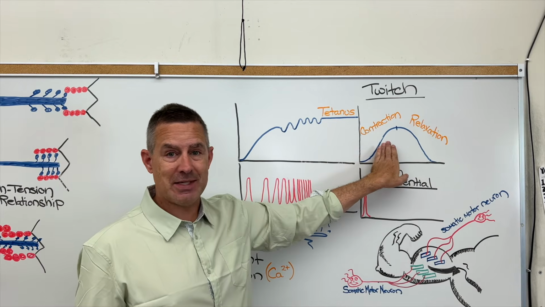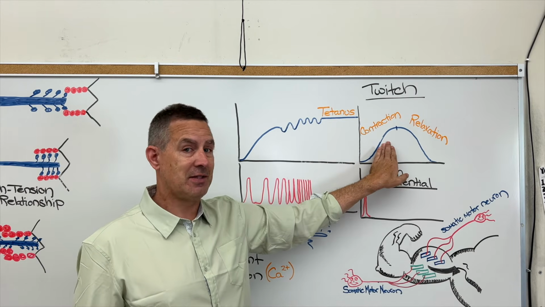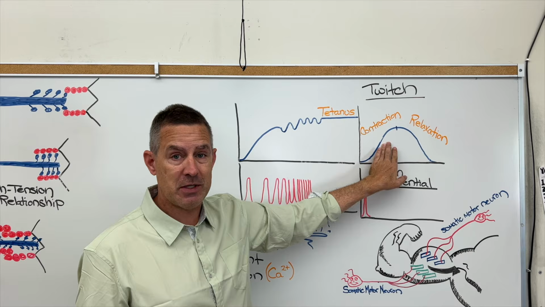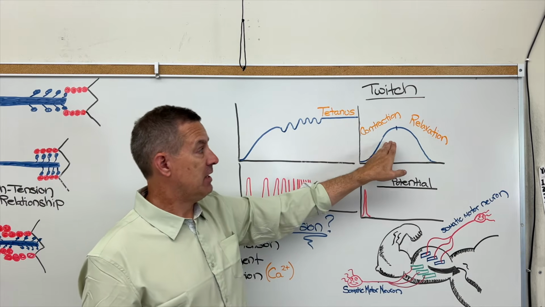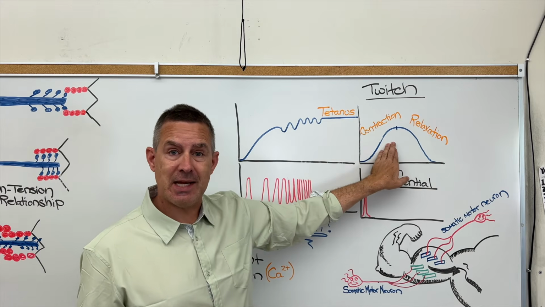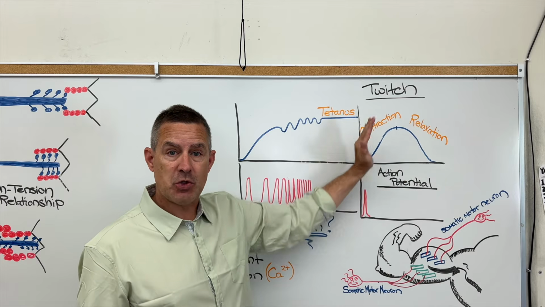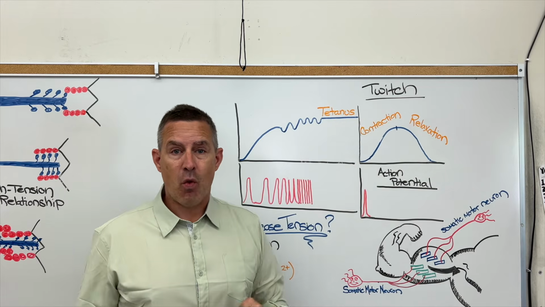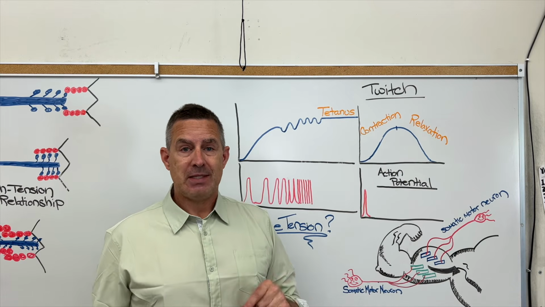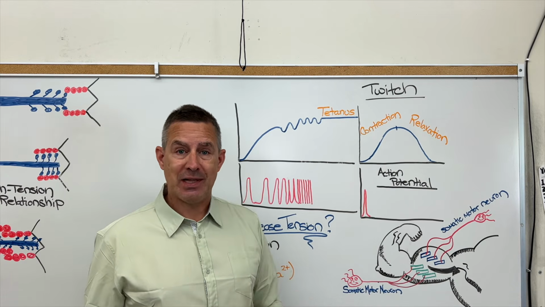To be clear, this is not showing electrical activity. This is not an action potential. It's not a graded potential. It's just representing the mechanical activity of the muscle fiber, contracting and relaxing. One twitch is one cycle of contraction and relaxation.